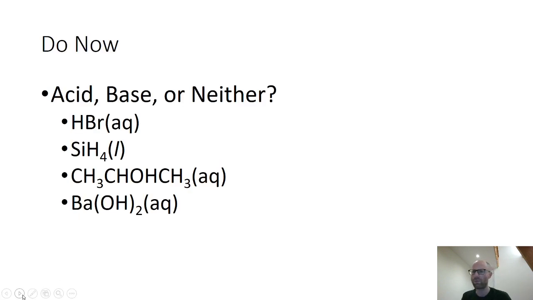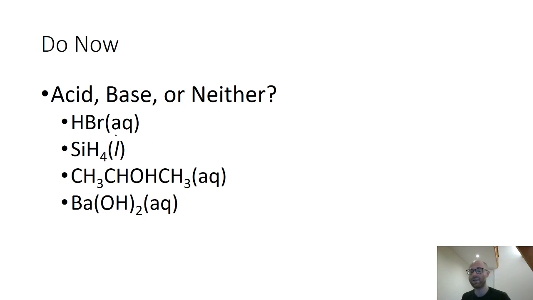Just as a brief warm-up before we get started, remembering what you remembered about last lesson, you should be able to look at these substances, take a minute, and identify each of these as either an acid or a base or none of the above. So take a minute, do that. You can hit the pause button if you like. But I'm going to get started.